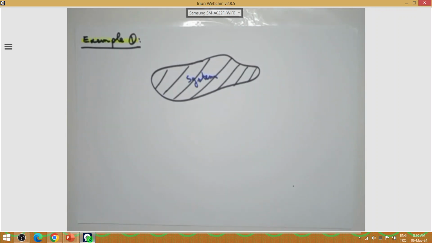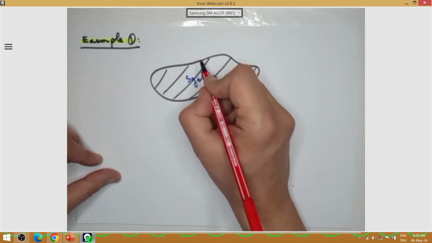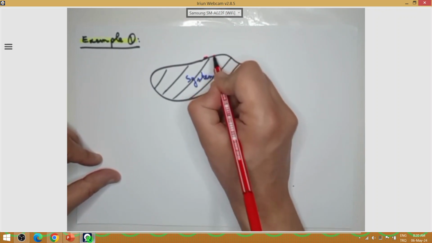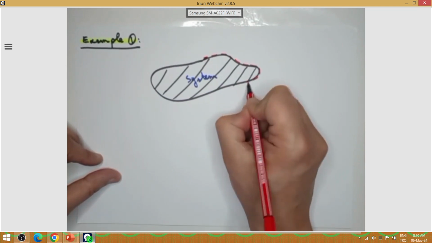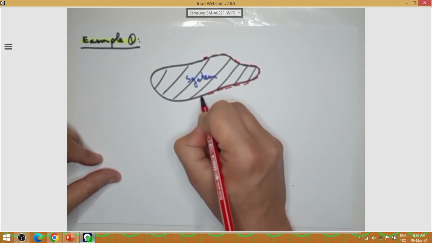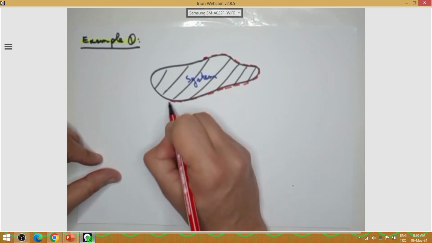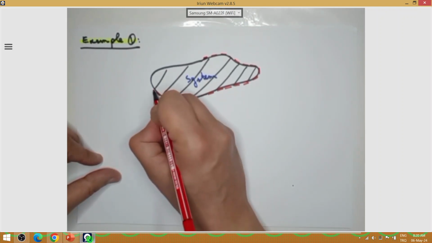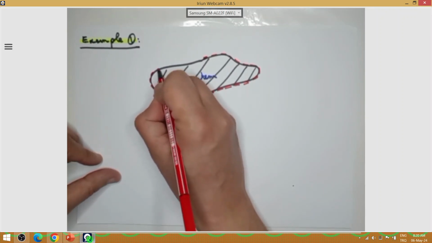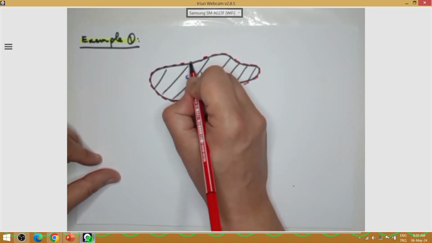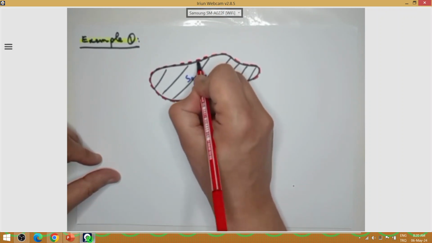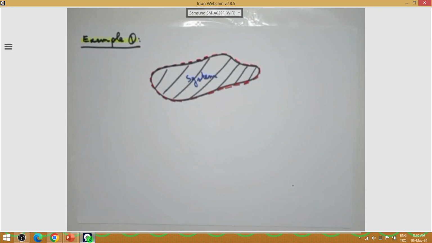Also my system has a boundary. The boundary that I am speaking about is this. This is the boundary of my system. Normally it is on the black line, but just to differentiate between the red and black, the lines are a little bit separated. But normally the boundary is the black line or the red line, as you can see. This is my boundary.